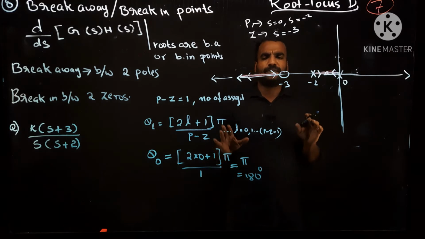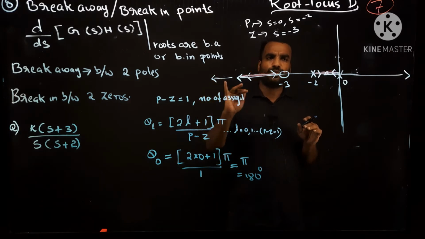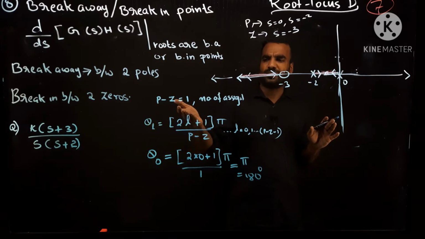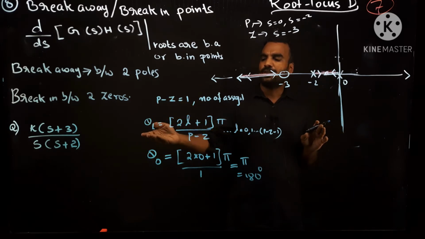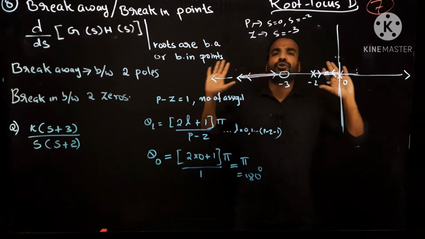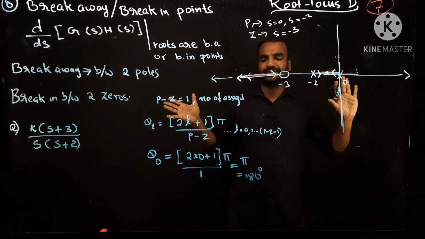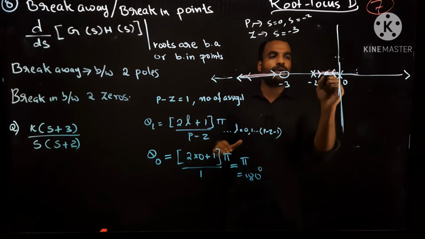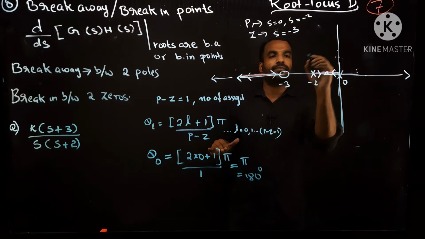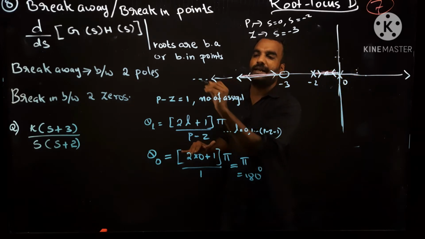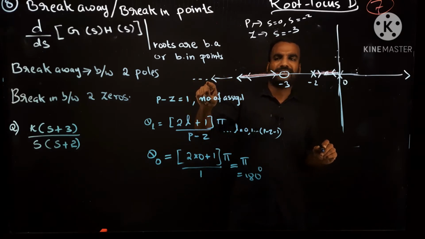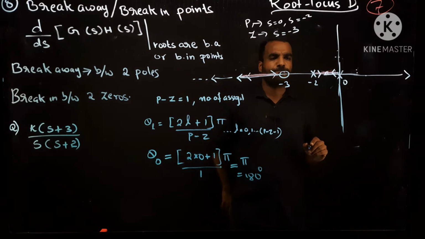You have to apply the rules in order: 1, 2, 3, 4, 5, like that. So initially you check whether asymptotes are present. One asymptote is there. Then you calculate theta 0. It is 180 degrees. As there is only one asymptote, there is no need for the centroid, and no intersection. Then, as the centroid is absent, you have to mark 180 with respect to the origin. So 0, 90, 180, this is the line. This is the angle of asymptote. You can mark that with a pencil.